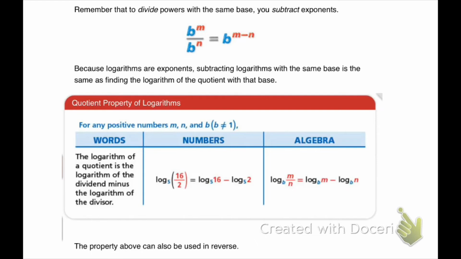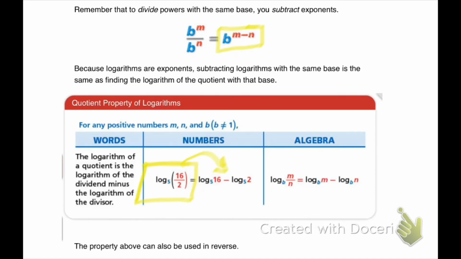Now on the same token, remember that if we divide powers with the same base, then we subtract the exponent. So if I take this guy right here, notice I have b to the m divided by b to the n, same base, different exponents. I could rewrite this as a single identity here, single number here, and I'll just subtract the exponents. On the same token, with the logarithm, if I have a log that's dividing two numbers, I can rewrite it as a subtraction of two logs.